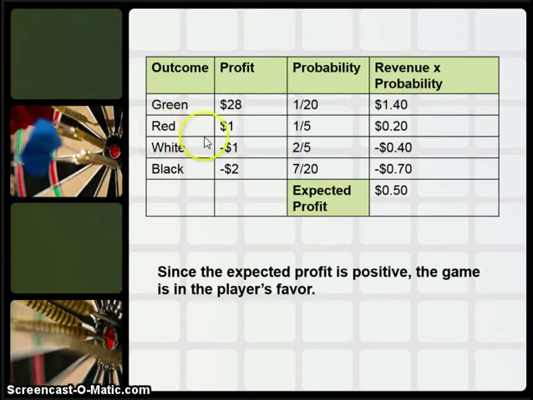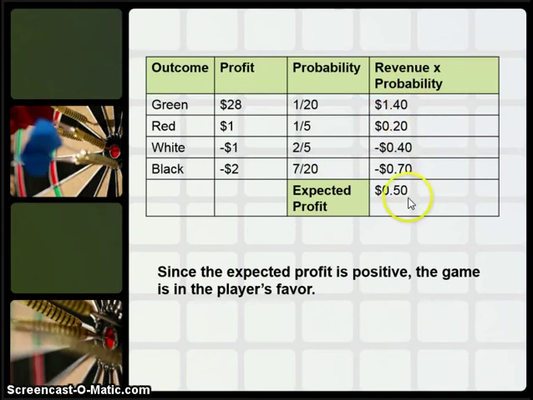For the red marble, the profit is $1. The probability of drawing a red marble is 1/5. So $1 times 1/5 gives me 20 cents. For the white marble, the profit is negative $1. The probability is 2/5, which gives me a product of negative 40 cents. And finally, for the black marble, the profit is negative $2. The probability of drawing the black marble is 7/20, so profit times probability gives me negative 70 cents.